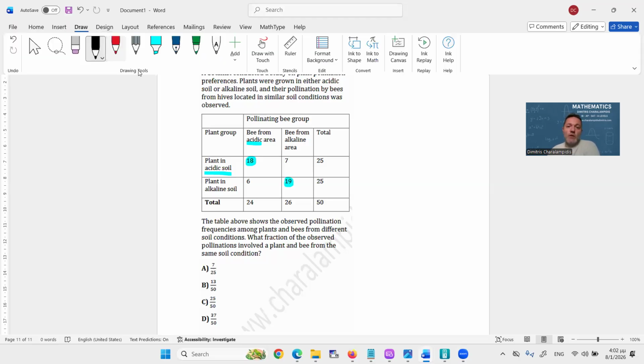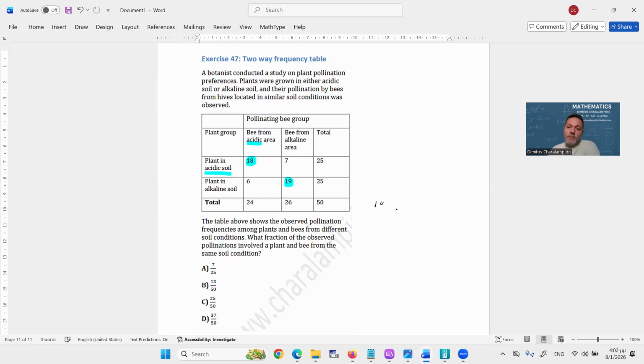So we had a total of 18 plus 19, which is 37, out of all 50. So the right answer here would have been 37 out of 50, which is D.